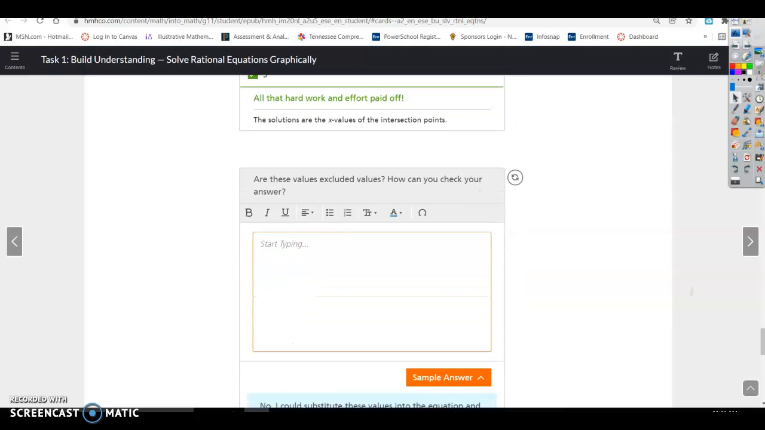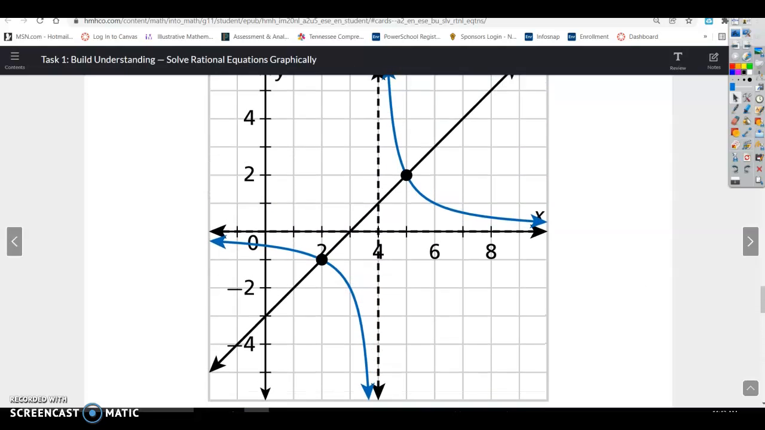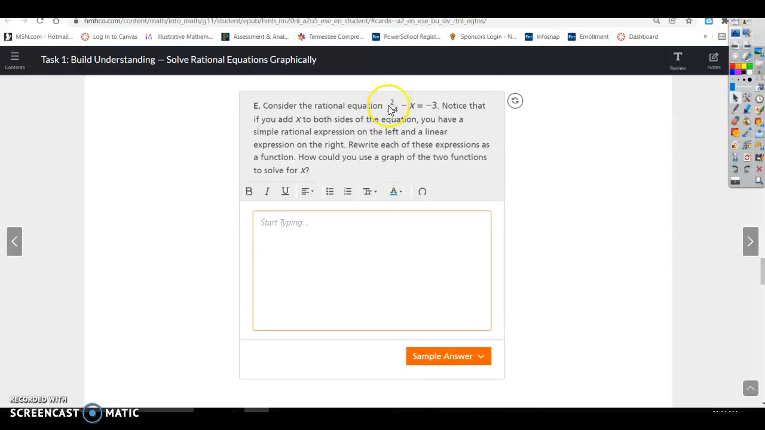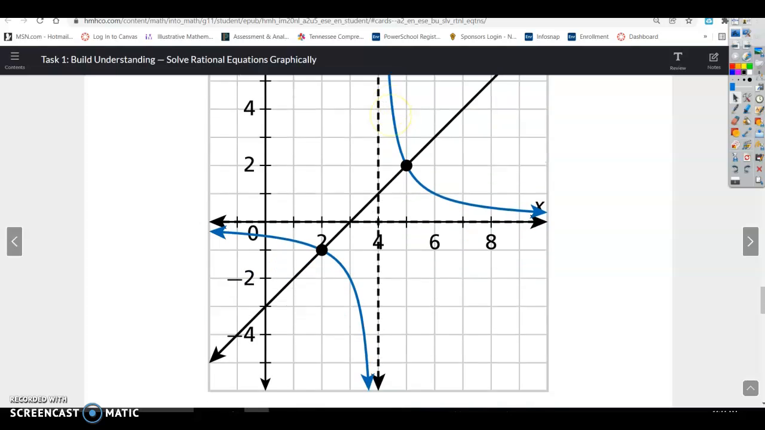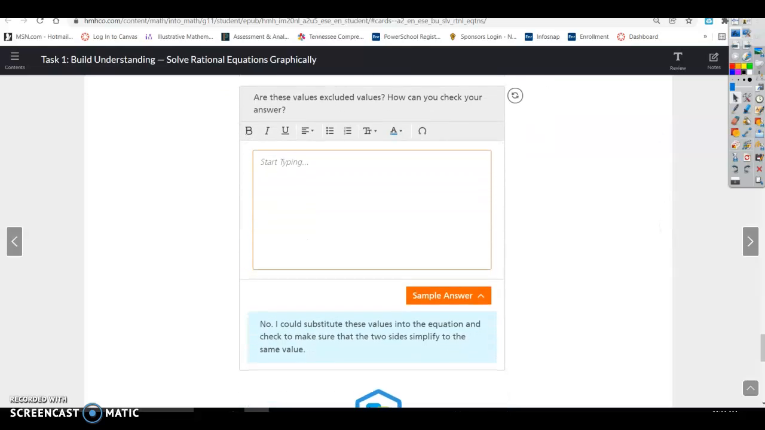All right, are these values excluded values? How can you check your answer? All right, so the excluded values would only come from the asymptote here. So that would be x equals 4. And again, 4 came from the denominator here. 4 minus 4 equals 0. That would be your excluded value. So no, these two x values, 2 and 5, are not excluded values.